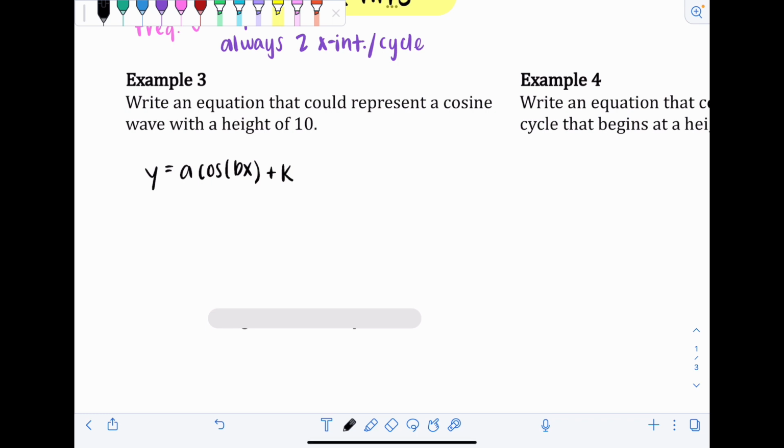And then I'm also just going to draw a little sketch of a cosine graph. So cosine starts at its highest point, it goes down to its lowest point, and then it comes back up. This is one cycle of cosine. And when it's saying that the wave has a height, saying the wave itself, like from the top of the wave to the bottom of the wave, has a height of 10.